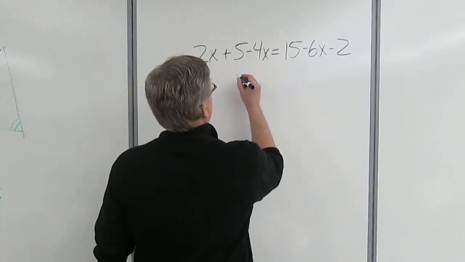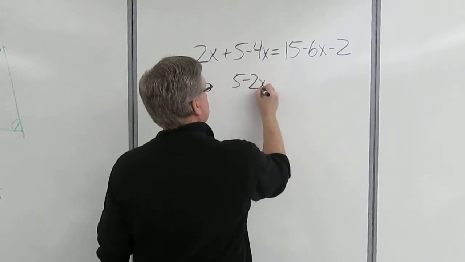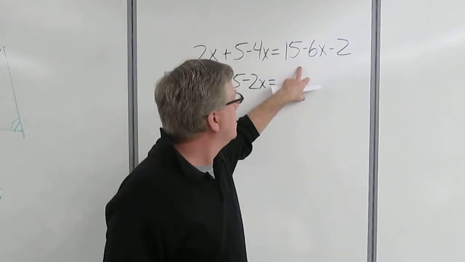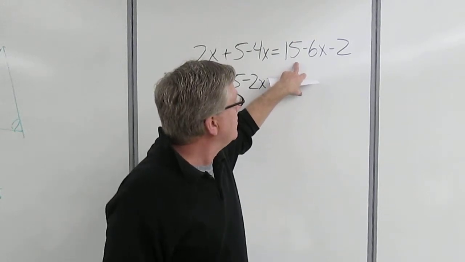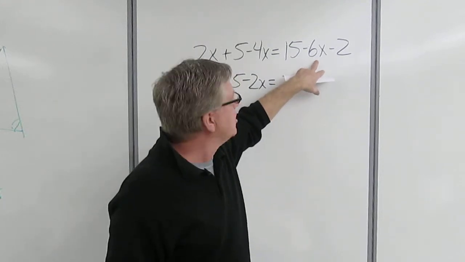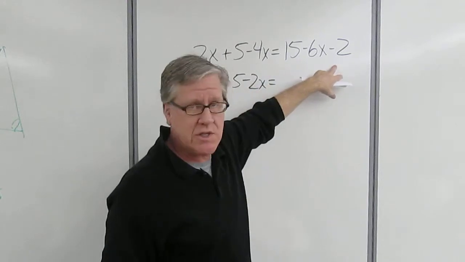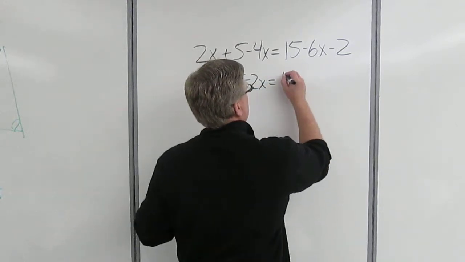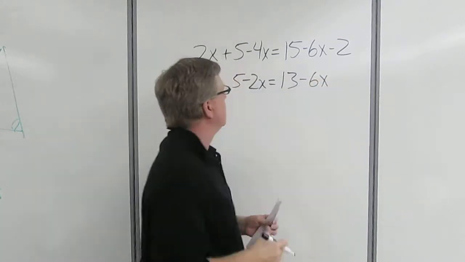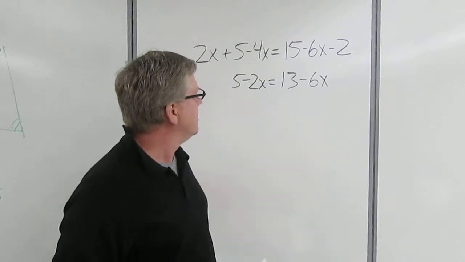So on this side, we're going to end up with 5 minus 2x equals, and on this side, we can combine 15 and 2. 6x is the only like term on this side. 15 minus 2 is 13, so we can simplify it to 13 minus 6x. Okay, now what do we do next? We want to solve for x.